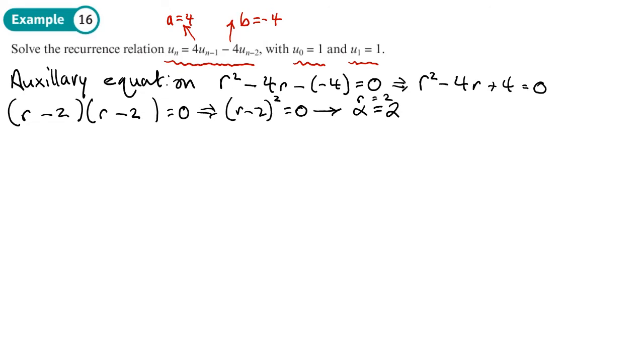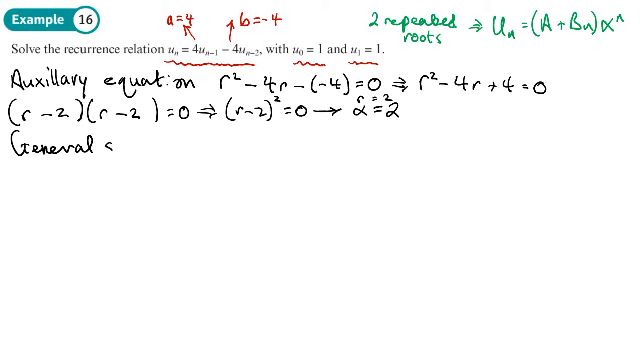So what's the general solution when we've got two repeated roots? Right, when we've got two repeated roots, our general solution is of this form: un equals a plus bn times alpha to the power n. So that's where our root's going to go, where alpha is. So general solution will be un equals a plus bn, so they're arbitrary constants, times 2 to the power n.